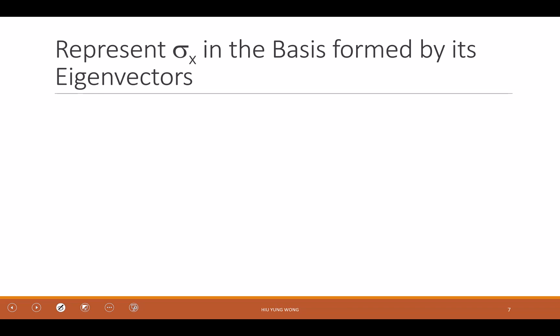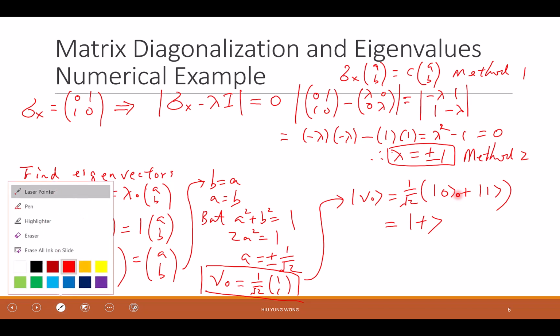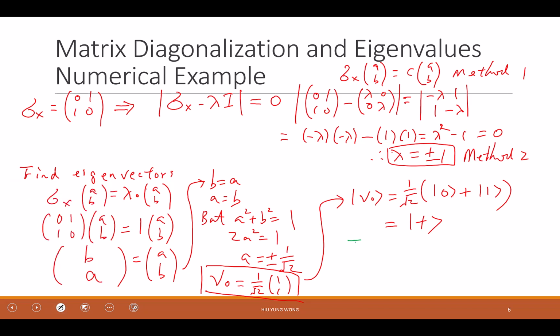Now, of course, you can do the same thing, right? You try it yourself. Try to find the eigenvector corresponding to lambda equal to -1. And you will find that it is 0, minus 1. Okay, I will come back to here a little bit later. Let you copy, finish this one.